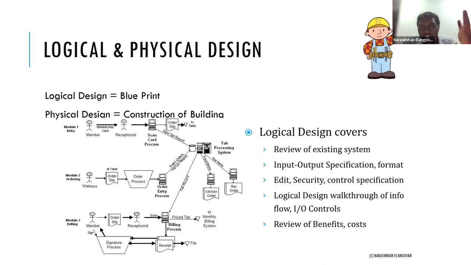It could be something like this: logical design, blueprint, physical design, how each device works. What is the input-output format? What are the features? What are the controls? So here you're actually structuring everything. For example, the gate has to be east-facing, north-facing, vastu-compliant, whatever. You have a bunch of stories. All of those you go ahead and define.